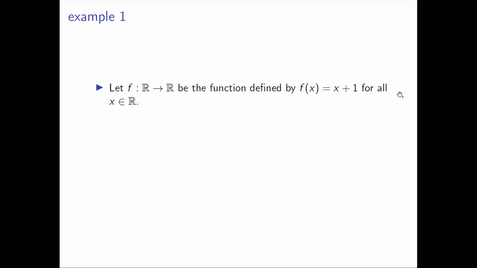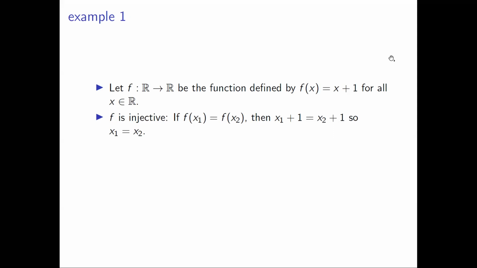Here's the first example. Let f be the function defined by f of x equals x plus 1, and f is from the reals to the reals. We can see that f is injective, and here's how we can test injectivity. We can start with an equation, f of x1 equals f of x2, and then we can take the definition of f and simplify. Since f of x equals x plus 1, we can write f of x1 equals f of x2 as x1 plus 1 equals x2 plus 1, which implies that x1 equals x2.